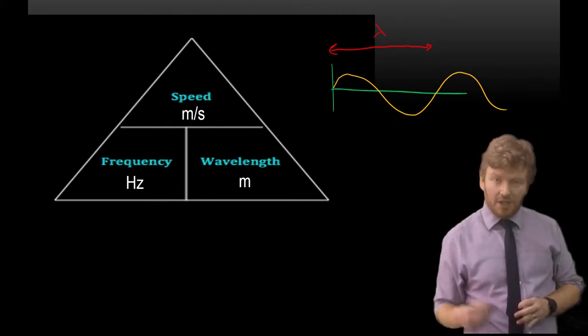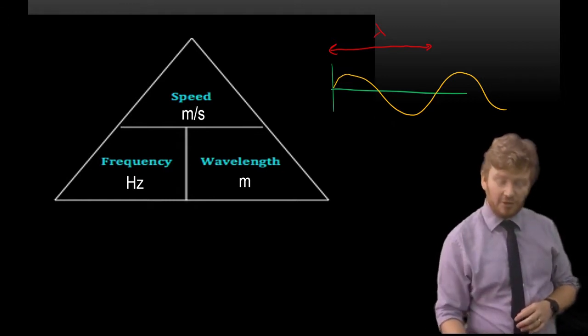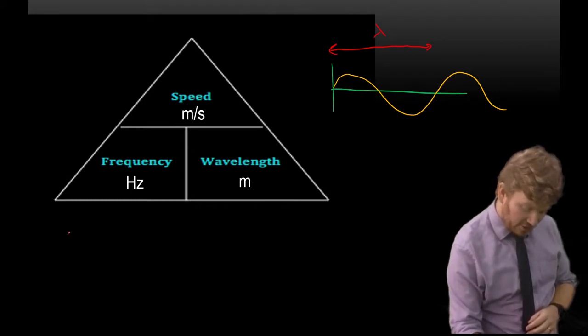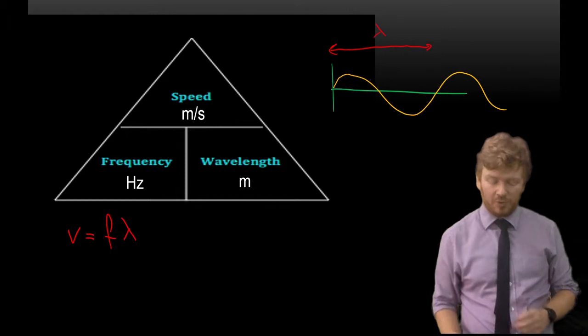Now, we can use this really useful equation here, which I put in a triangle, which is called the wave equation. And the wave equation says that the speed of a wave, which I'm going to call v, is equal to a wave's frequency times its wavelength.